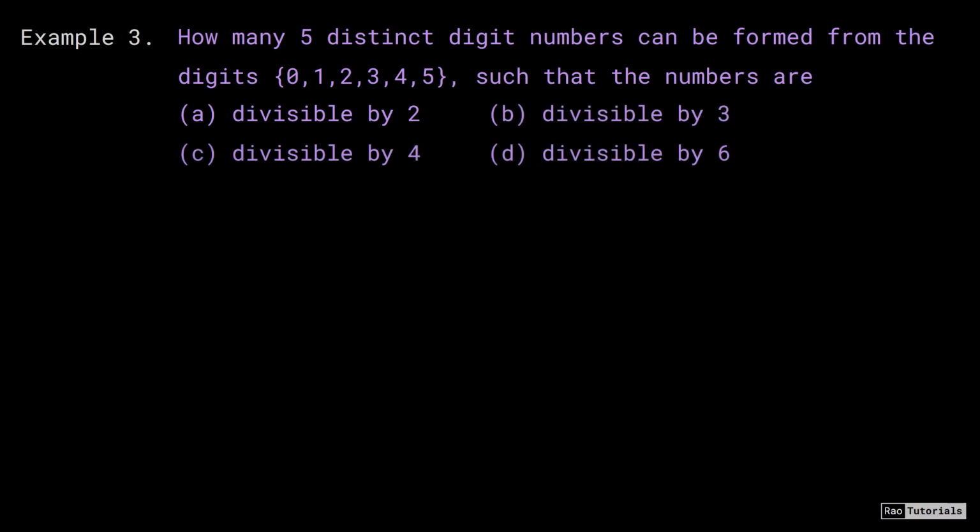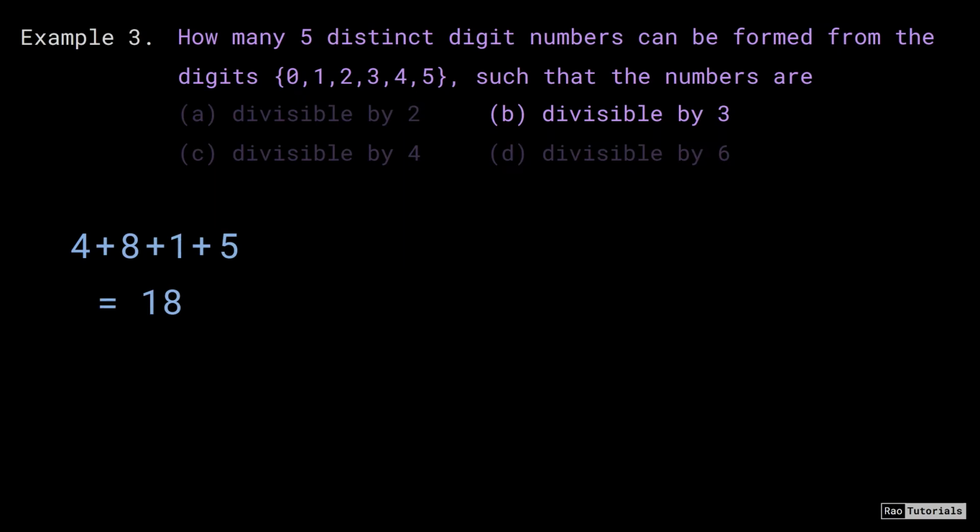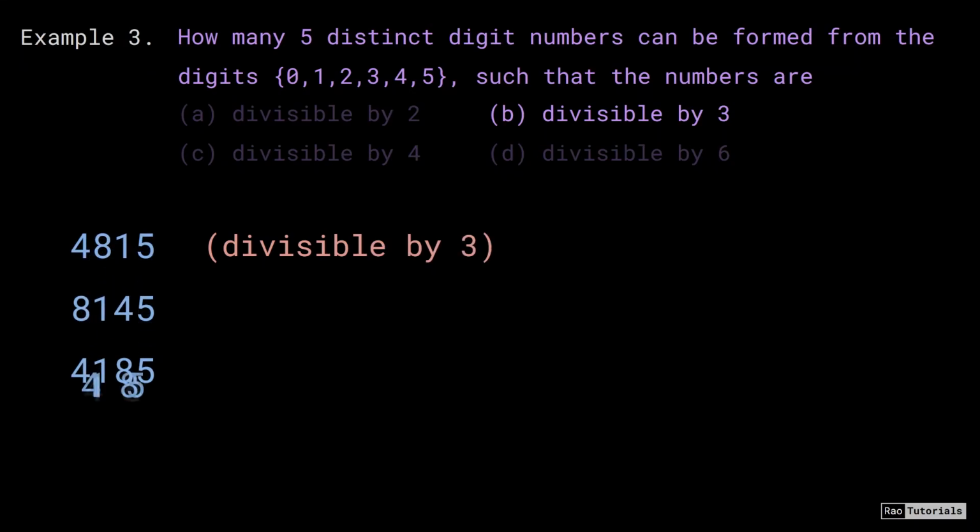In the next bit, we need to form numbers that are divisible by 3. Note that a number is divisible by 3 if the sum of its digits is divisible by 3. For example, this number, 4815, has the sum of digits as 18, which is a multiple of 3. So the number itself will be divisible by 3. In fact, numbers formed from these same digits will all be divisible by 3.